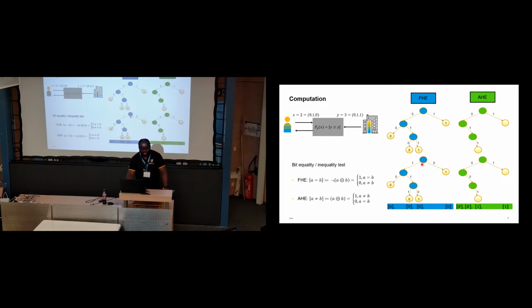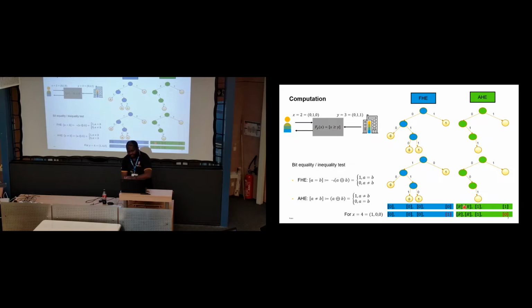After that, we just aggregate the bits on the path. For FHE, we do multiplication, so we'll have here a 0, a 0, a 0, and 0. For AHE, we do it using an addition, so we'll have here a 1 and here a 1. For the remaining leaves, we will just choose random ciphertexts.